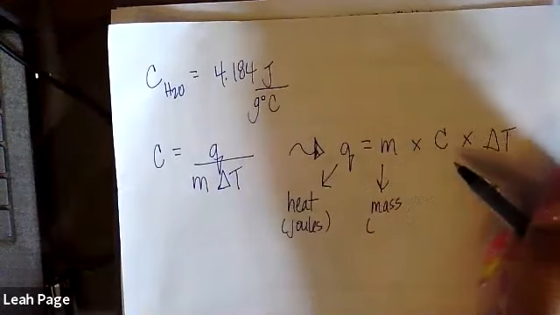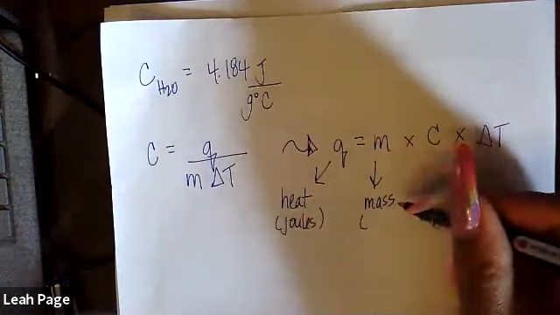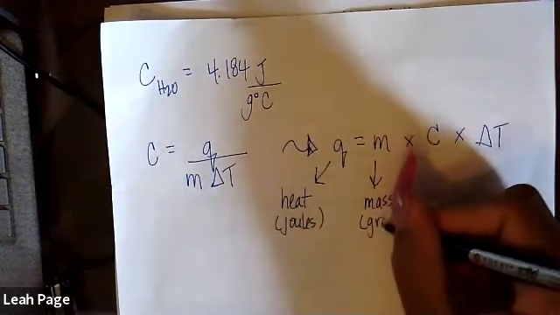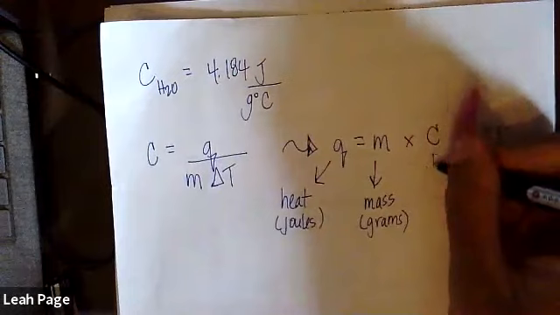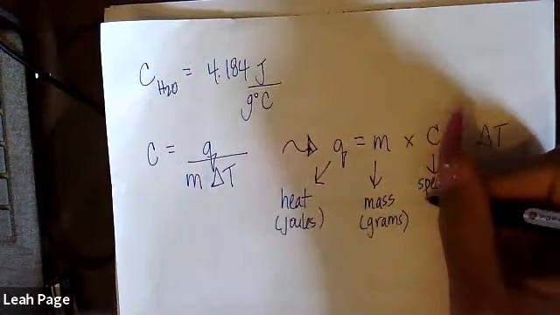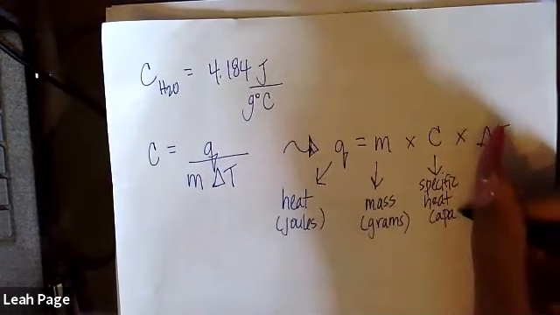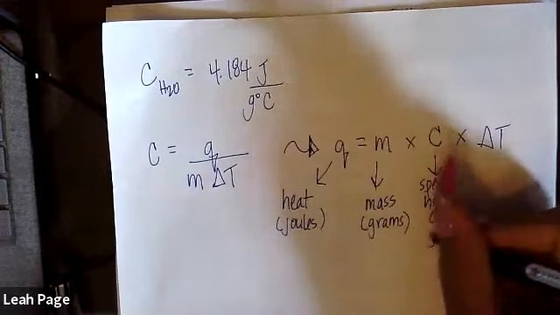So Q equals M times C times delta T. Q is the heat, measured in joules. M is the mass, measured in grams. C is the specific heat capacity, and it's measured in joules per gram degree Celsius.